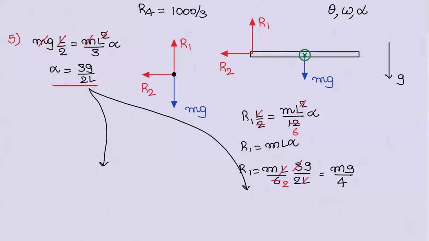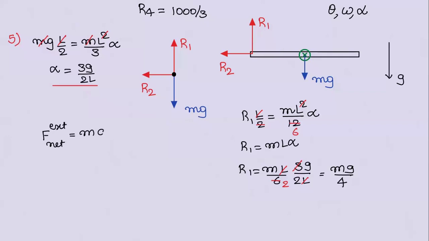Rotation mechanics. When you are in trouble, and you're not able to find one force, just always think like this: can I solve this by using the force method? Clear. What is the force method? F net external is equal to ma.